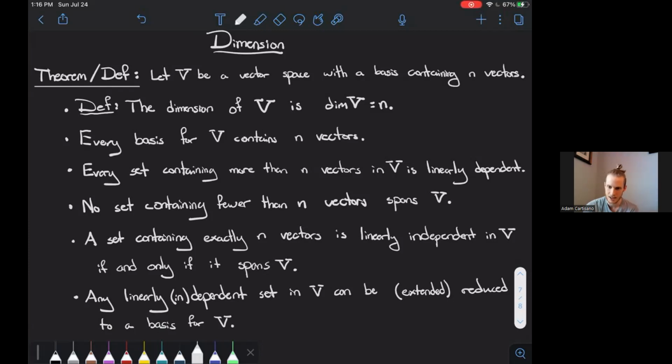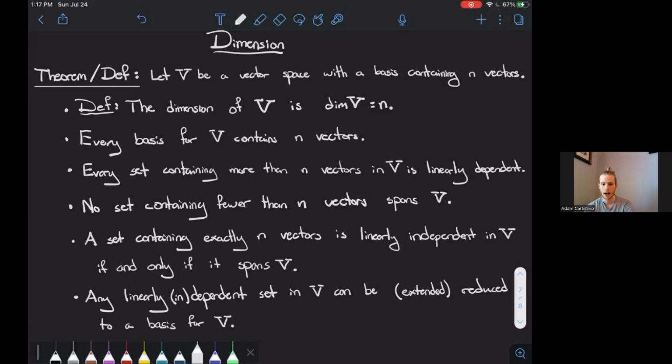Now, what if you had a set that contains exactly n vectors? Well, if you know that it's either linearly independent or that it spans all of V, you get the other one for free. So any linearly independent set of n vectors also spans V, and any spanning set of n vectors is linearly independent. That's kind of nice.